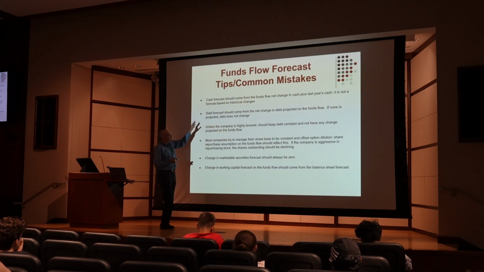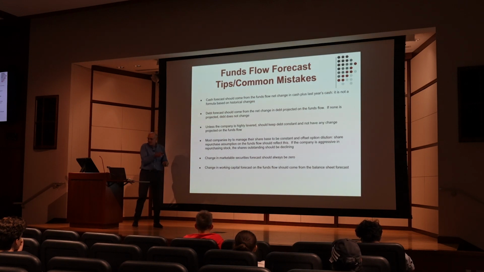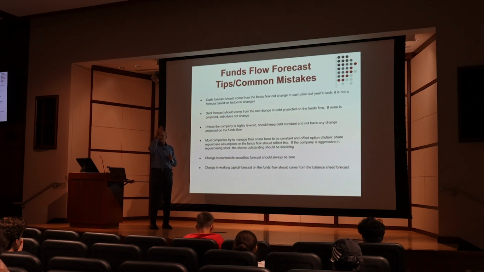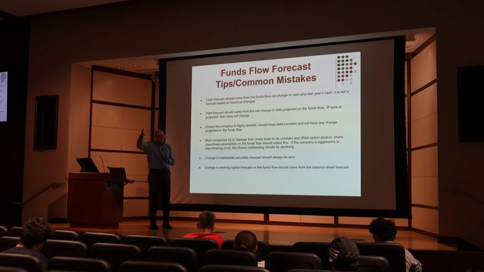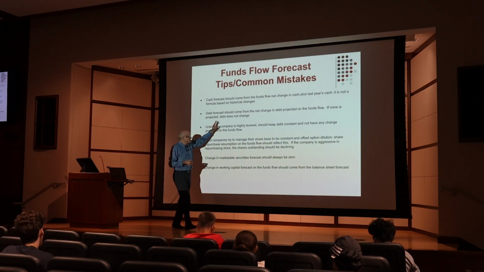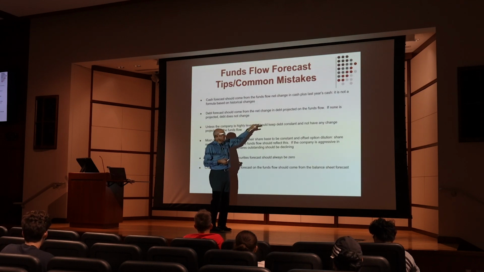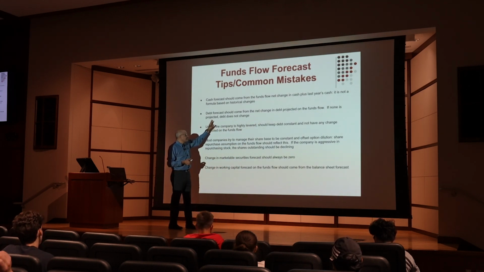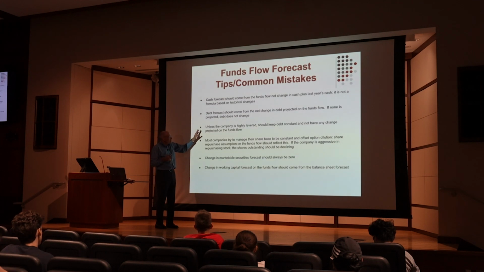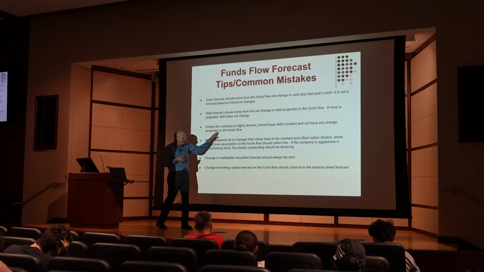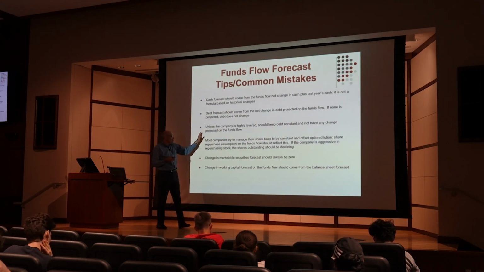So many times in the classes that I teach, they will do some 5-year regression of what happened in cash and forecast it going forward. No, right? We take last year's cash plus our projected change in cash from our funds flow as next year's cash. The debt forecast should come from the net change in debt projected in the funds flow. If none is projected, debt does not change. Unless the company is highly levered, we probably should keep the debt constant and not have any change projected in the funds flow. And this goes to the Modigliani and Miller theorem.